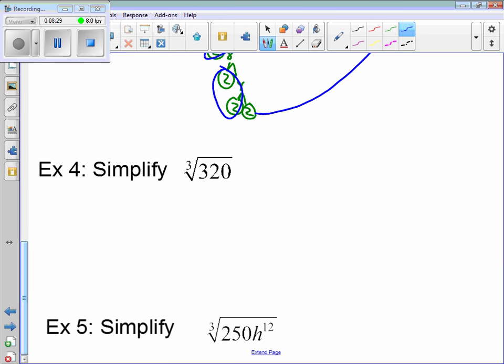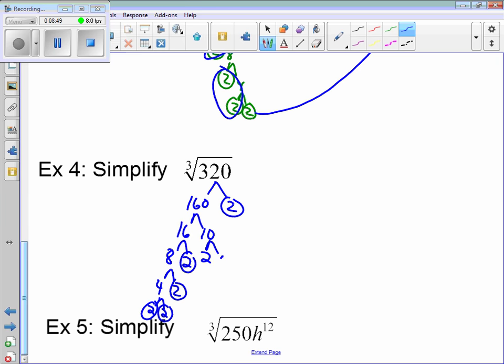And next one, cube root of 320. So we break it down the exact same way. So 160 times 2, 16 times 10, 8 times 2, 4 times 2, 2 times 2. Again, it doesn't matter how you break this down, you're going to get the same numbers in the end. Now it's a cube root, so we're looking for 3 of a kind. So I have 3 2s.